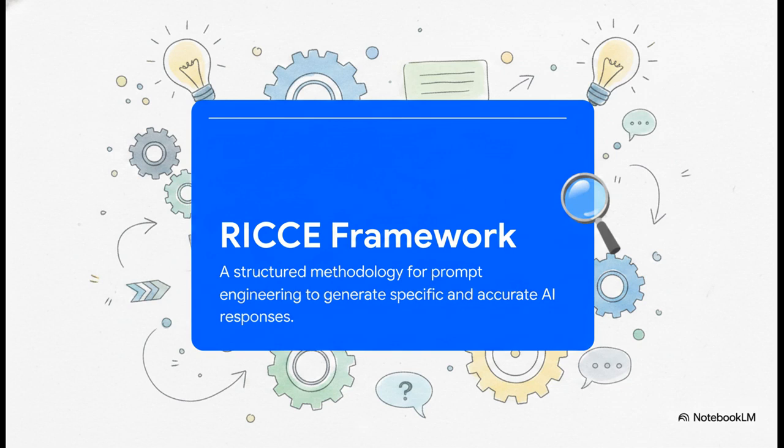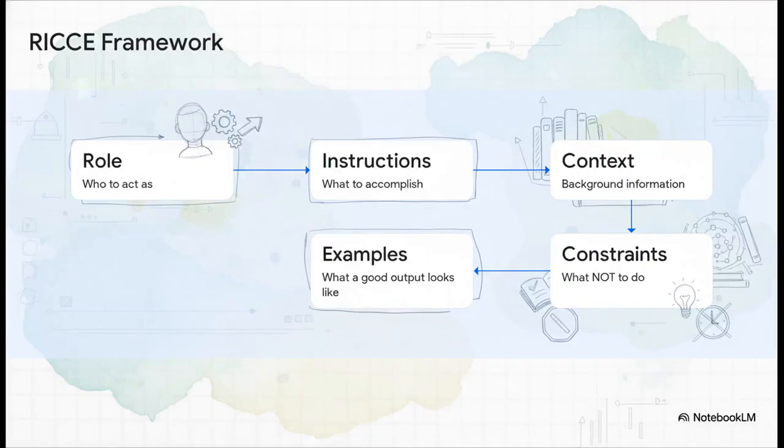Well, I mentioned a secret weapon earlier, and here it is, the RICCE framework. It's a structured methodology for prompt engineering built specifically to generate highly specific and accurate AI responses. If you want prompt mastery without all the frustrating trial and error, this is literally the exact blueprint you need to memorize. And this brilliantly illustrates how it works.